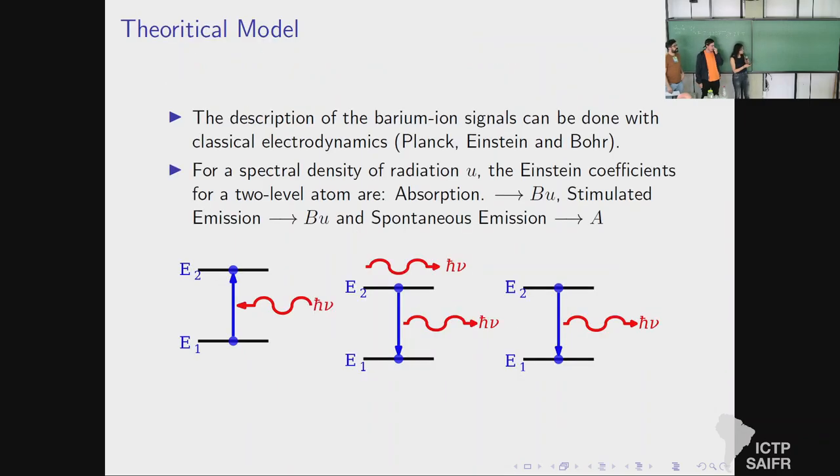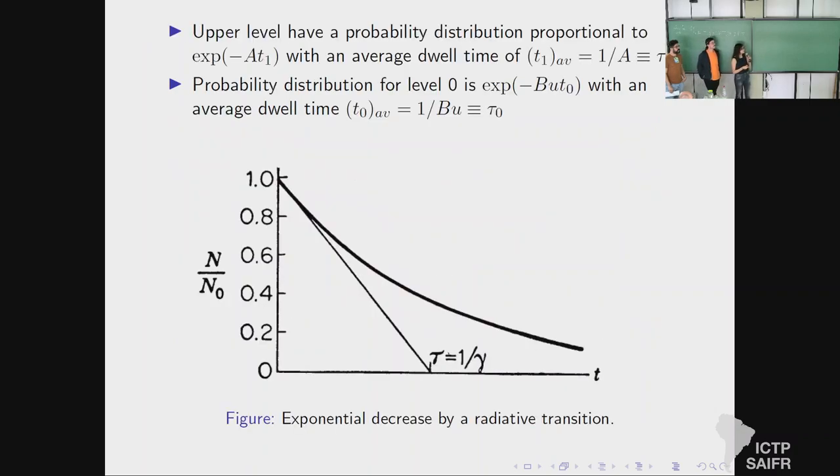Okay. To explain this model, we just need the physics of Planck, Einstein, and Bohr that we know well from electrodynamics. We can explain this experiment using a two-level atom and a spectral density of radiation U. The Einstein coefficients for the three processes that can occur when the atom interacts with the light are denoted by BU for the absorption, the same for the stimulated emission, and for spontaneous emission we have A. What we want to do is calculate the time that the atom remains in each of its states, which can be done by obtaining the exponential decay for each of the states.